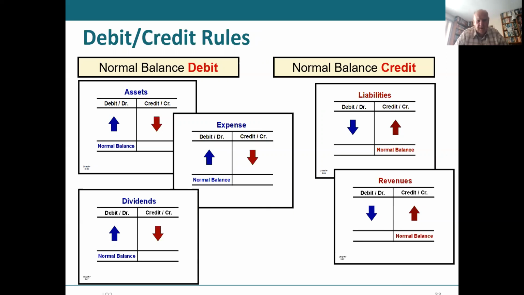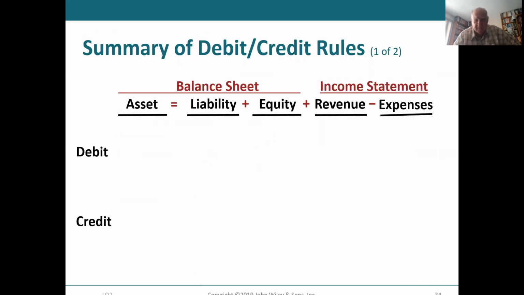A-D-E. A for assets, D for dividends, E for expenses. Those are your debits. If you remember those 3, then you know the other 2 are simply credits. If you learn only that liabilities have a credit balance and revenues have a credit balance, you know the other 3 have a debit balance. So we've got to work our way through this tough information here.